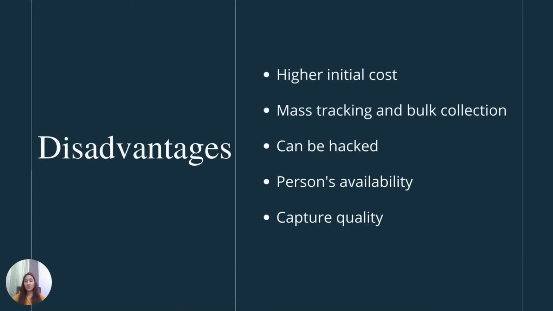Although iris recognition is one of the most accurate forms of biometric identification, there are some disadvantages to it. Higher initial costs. This technology's cost is more compared to other biometric recognition systems like fingerprint sensors. Mass tracking and bulk collection. Governments can use this technology for mass surveillance and tracking. It can be hacked. Some commercial iris scanners can be bypassed by using high resolution images of a user's iris. To take the scan, a person must be present at the spot.